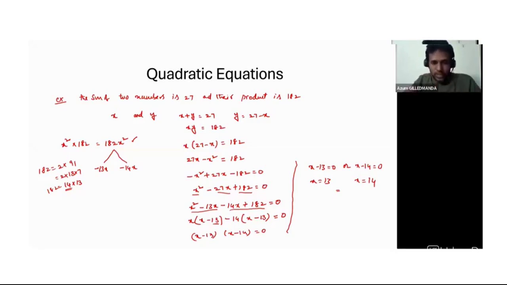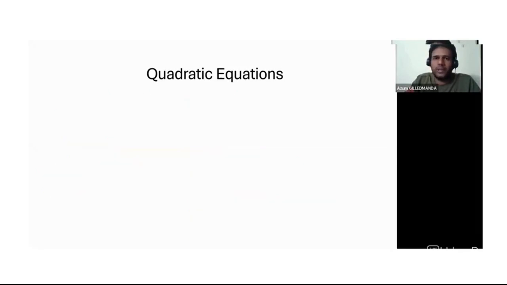Okay. So now in this topic, we learned how to solve a quadratic equation using the factorization method. If a descriptive problem is given, how to transform that into a quadratic equation from the given data and how to solve that. That's what we have learned. So that's about the factorization method.